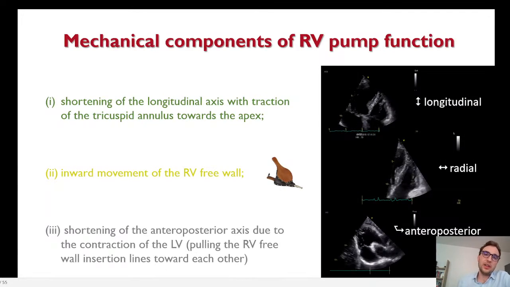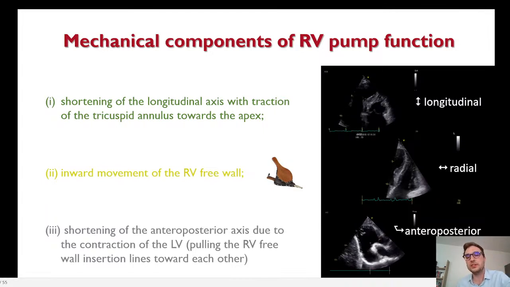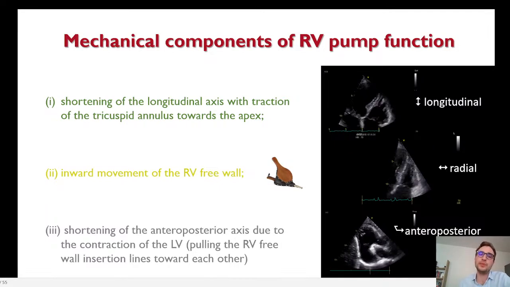So there are three major mechanical components of the right ventricular pump function. First, we have the longitudinal motion, so the shortening within the longitudinal axis, and it generates a traction of the tricuspid annulus towards the apex. On the right side, we can easily appreciate it on this apical four-chamber image. But we also have the inward movement of the right ventricle free wall, so this bellows-like action of the right ventricle, making a radial, transversal contraction of the chamber.